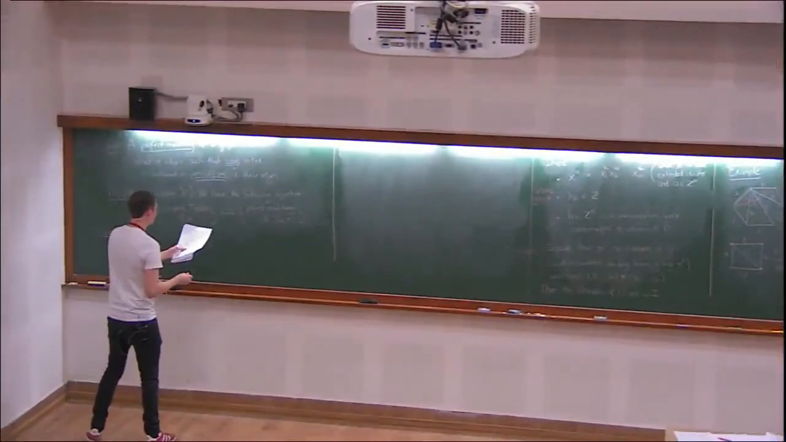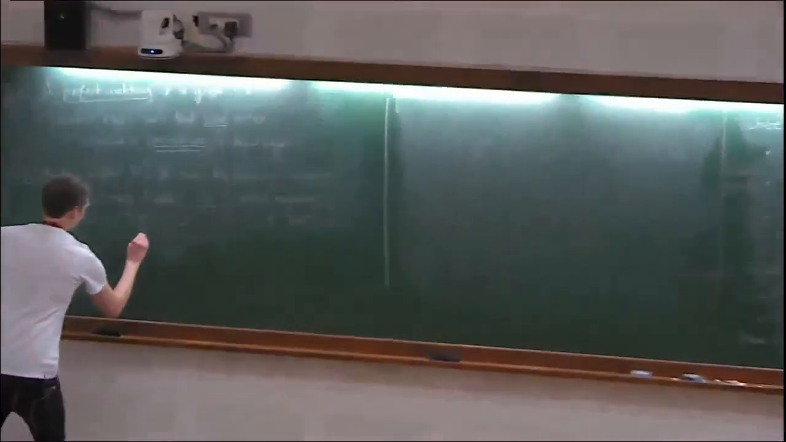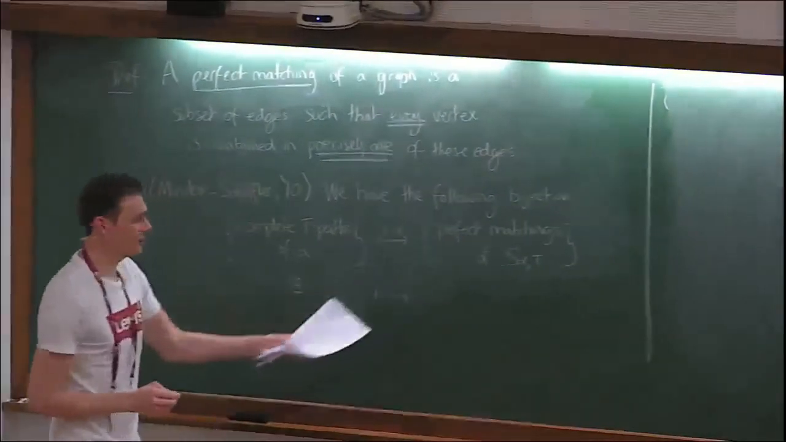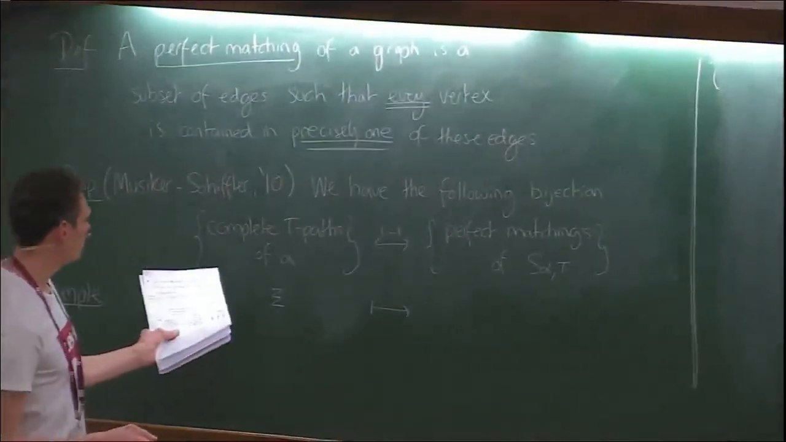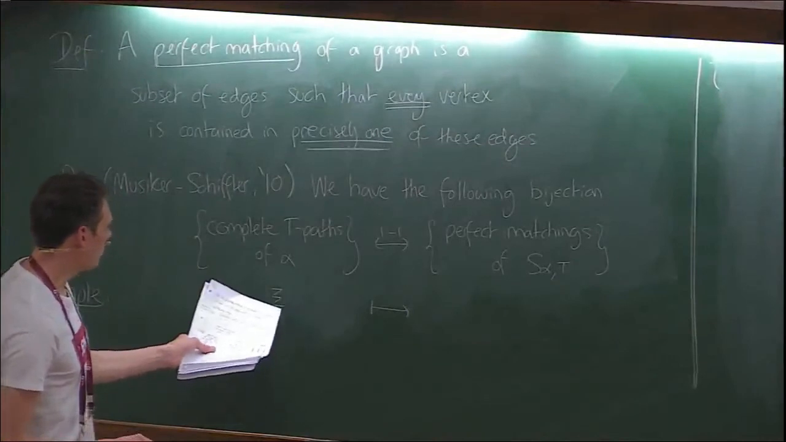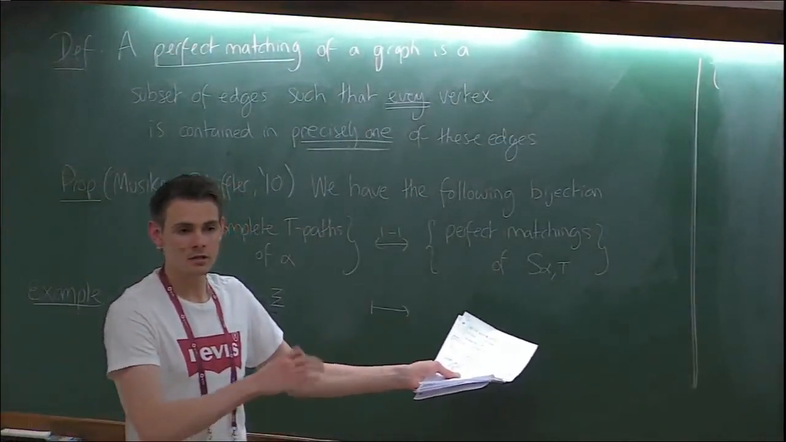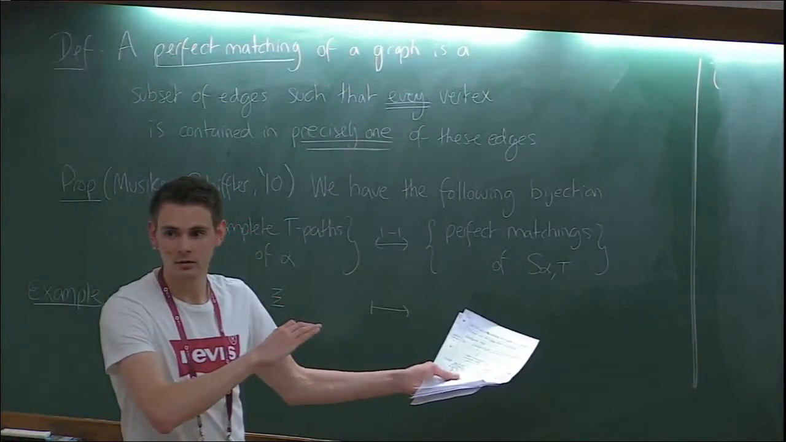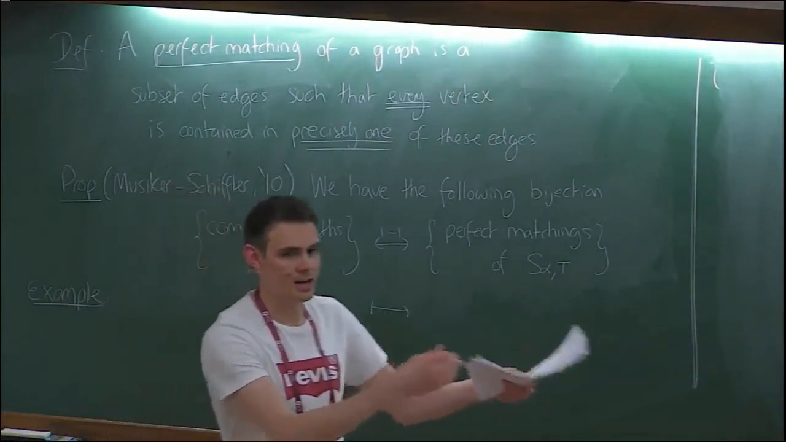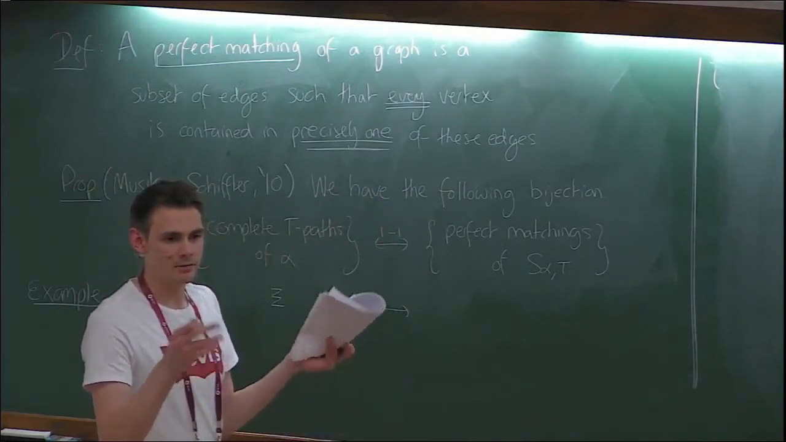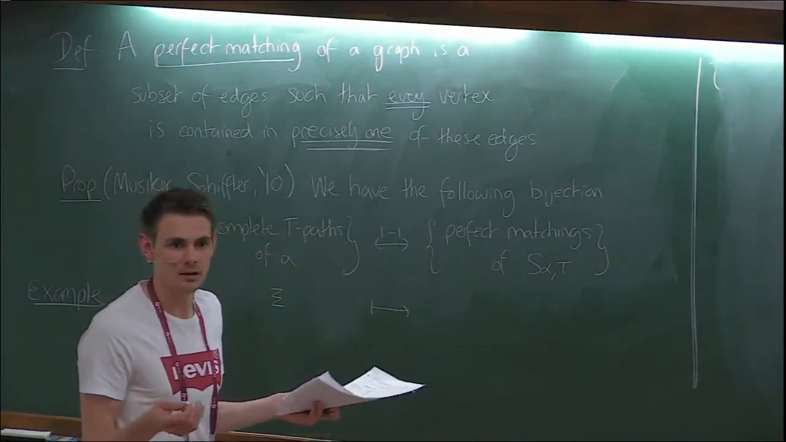Right, so what is going on? Let's suppose we have some t-path. How do we get to a perfect matching? You draw this t-path on your snake graph, and then you just delete the diagonals. Or you draw it on the snake graph before you've deleted the diagonals, and then you delete the diagonals, and then you're left with a bunch of edges, and this turns out to be a perfect matching.